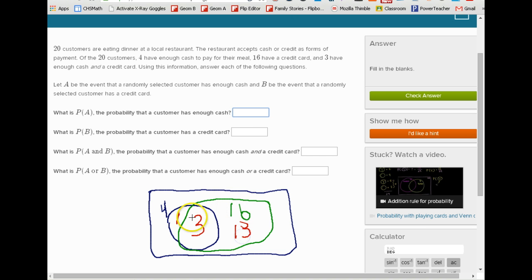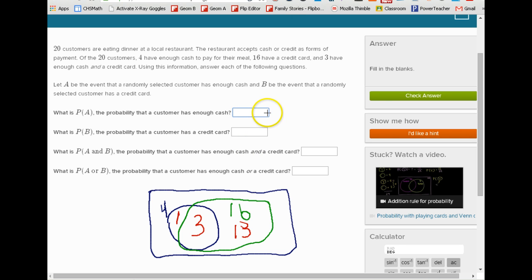So how do I find that? If I know there's 16 total in this green area and 3 are also in the blue, then that means 13 are only in the green, and I have 4 total in the blue and 3 of them are in the green as well, so 1 is exclusively in the blue. So now we can answer these questions.